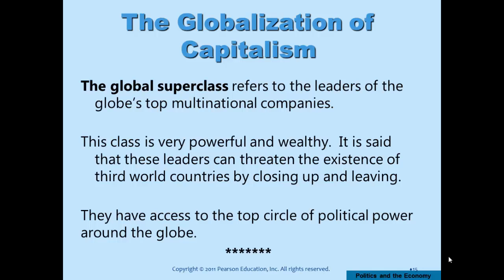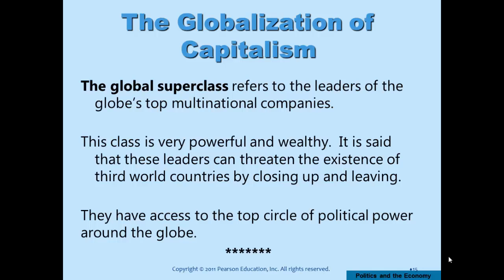And in closing this particular section, we'll talk a little bit about what's called the global superclass, and this is the leaders of the globe's top multinational companies. These companies that exist in many different nations and employ people all around the world. They're very, very powerful people. One of these corporations goes into a third world country and establishes itself in a place where they don't have a lot of controls over how they run their industry or what they pay their workers or how they work their workers.